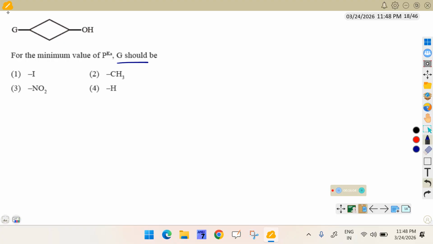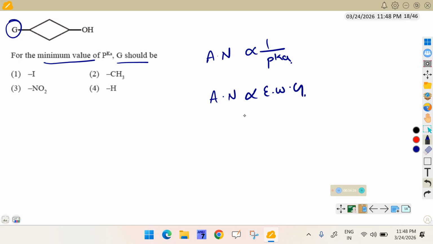G should be minimum pKa value. Then G should be acidic in nature, inversely proportional to pKa. So minimum pKa value means more acidic, and acidic nature is directly proportional to electron withdrawing group. Here NO2 is a strong electron withdrawing group, so G should be NO2.